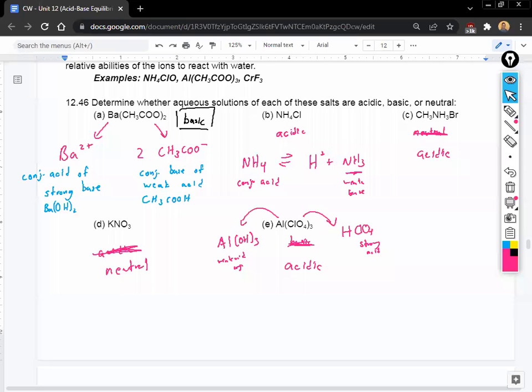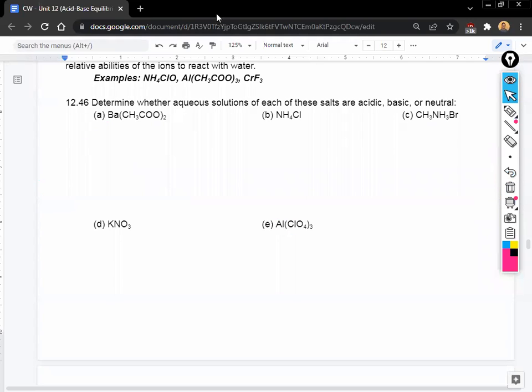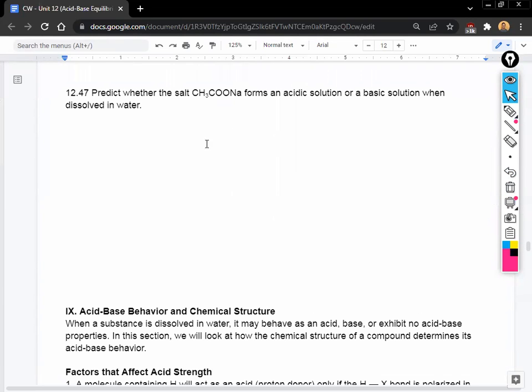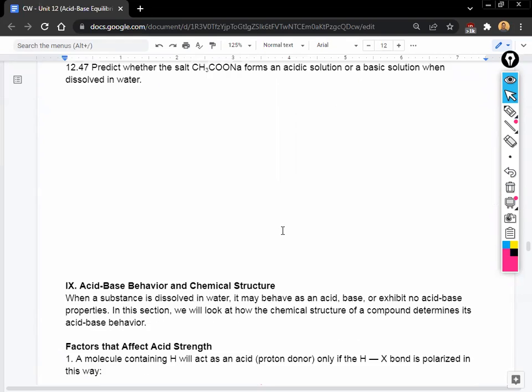Okay, just to reiterate to everybody, I made a mistake. Number 3, C is acidic, D is neutral, and E is acidic. Okay, my fault. Can't read. Okay, let's move on. We're not going to do this problem because I think you get the idea.